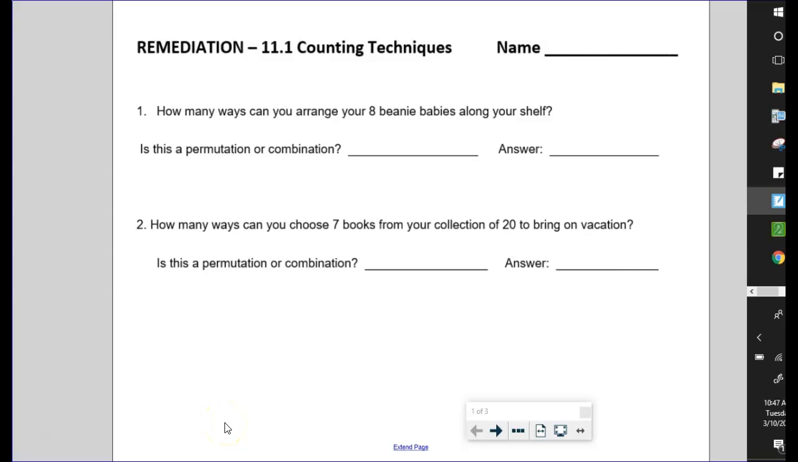Hi, welcome back. This is the remediation for 11.1, which is our counting techniques, and it includes the fundamental counting principle, but also permutations and combinations. One of the topics you have to be really well versed in is whether you have to use a permutation or a combination on your calculator.